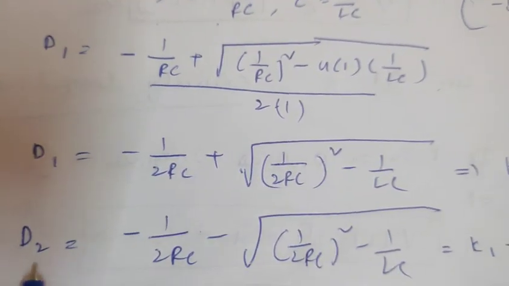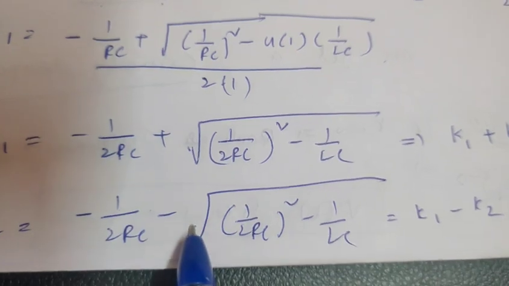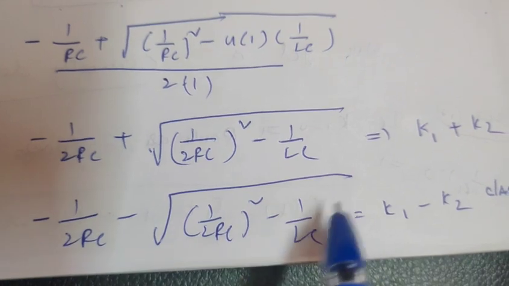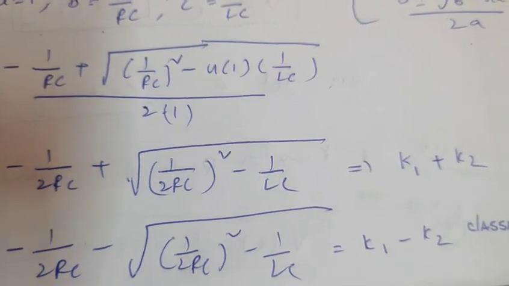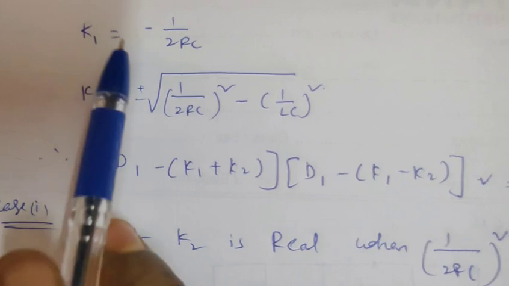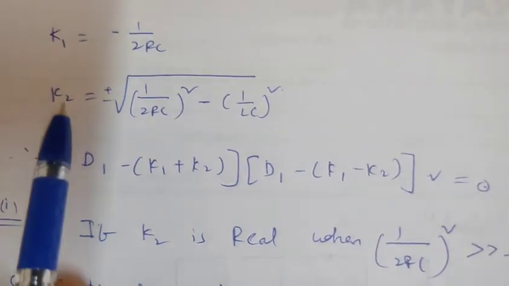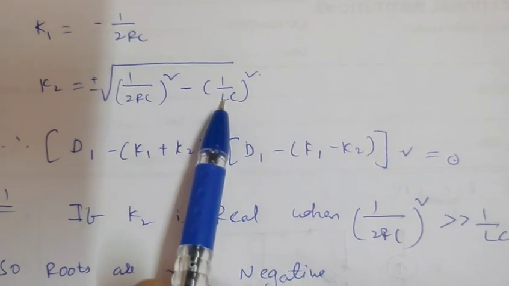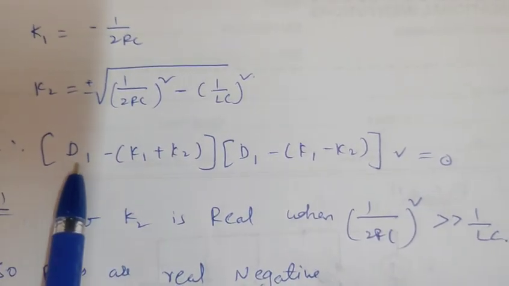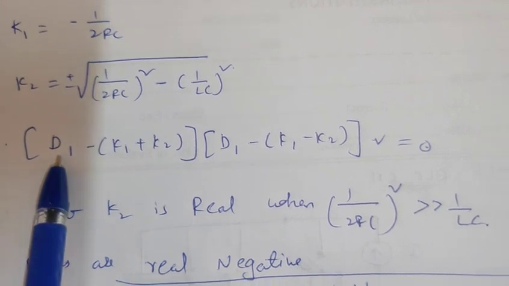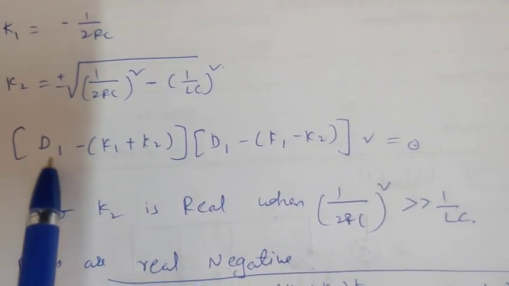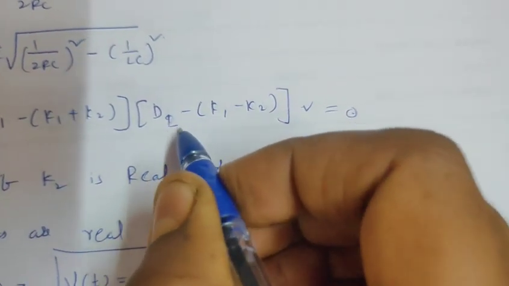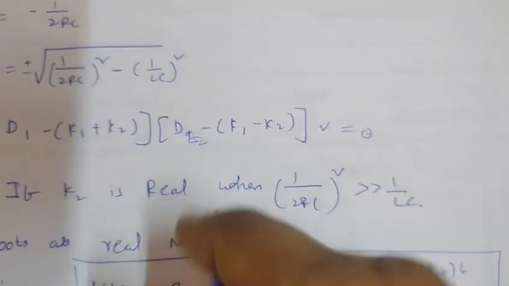Similarly, the second root D2 is equal to minus B again, minus 1 by 2RC whole square minus 1 by LC under root, which is nothing but K1 minus K2. So from that I am writing K1 is equal to minus 1 by 2RC, and K2 is nothing but plus or minus the square root of (1 by 2RC) whole square minus 1 by LC. Therefore the total roots are D minus of (K1 plus K2) and D minus of (K1 minus K2), which is equal to 0.